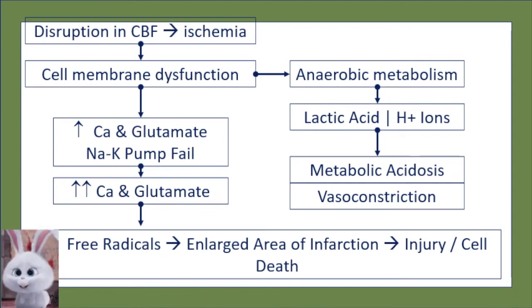Added to that, class, this increase of calcium and glutamate will lead towards your vasoconstriction. If you follow this sequelae here, lactic acid plus hydrogen ions would result in metabolic acidosis, still leading towards the problem of vasoconstriction. These two factors combined would lead to a lot of free radicals. And the increase of your free radicals, class, would result in an enlarged area of infarction. The enlarged area of infarction may result in injury and cell death.